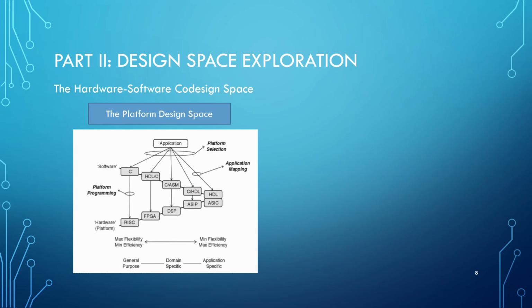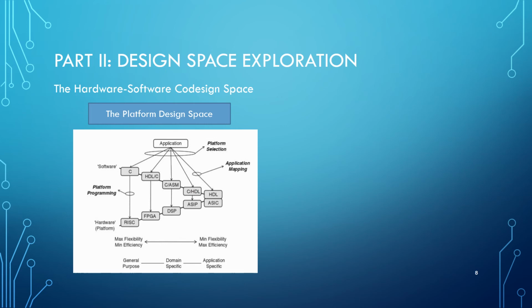In this diagram, under platform design space, we can see several programmable controllers, including the RISC processor, field programmable gate array, digital signal processor, application-specific instruction set processor, and application-specific integrated circuit. In case of the RISC processor, software is written in C, while the hardware is a general-purpose processor. In case of field programmable gate array, software is written in a hardware description language, HDL, while the FPGA contained software processor will be using C.